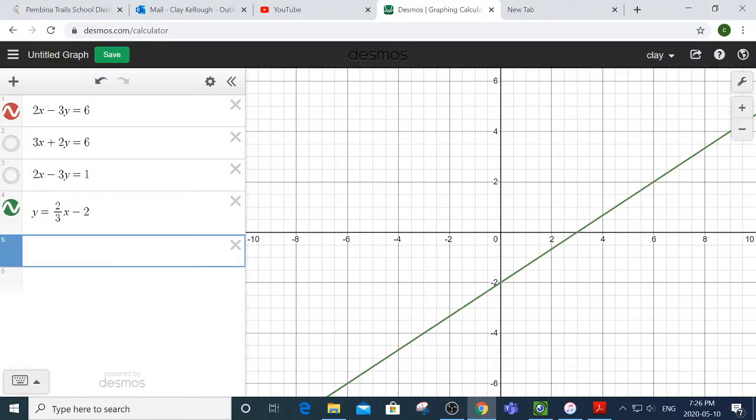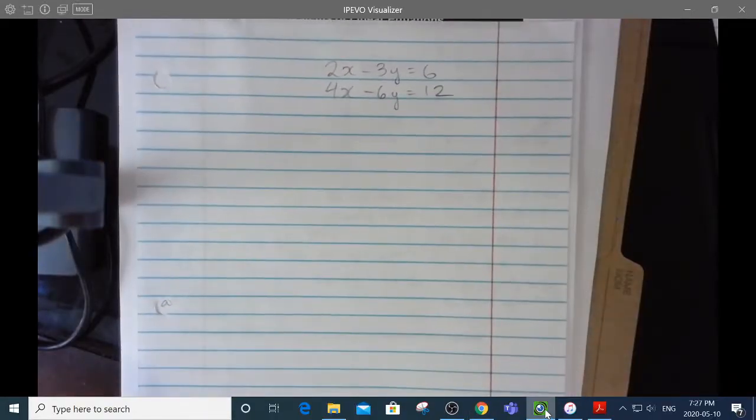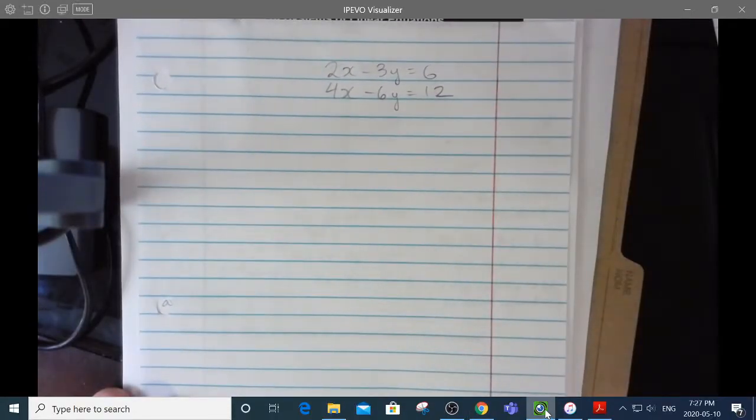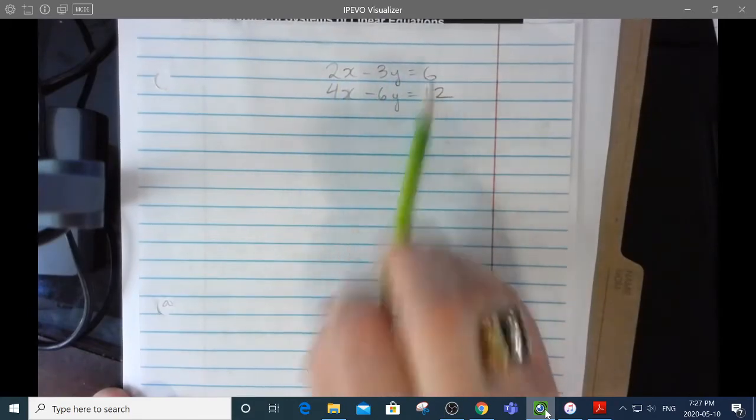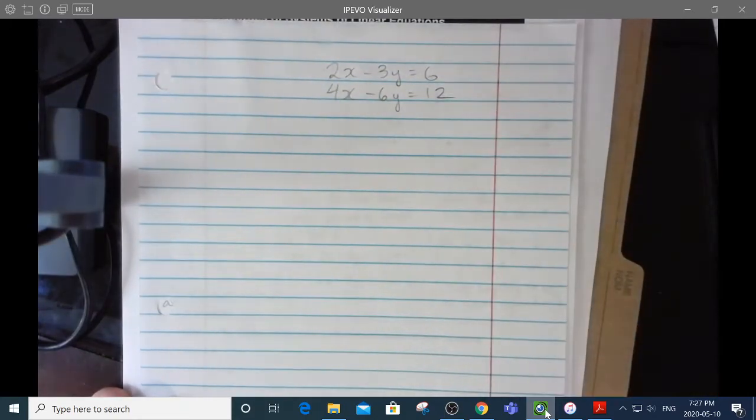So if I've done this right, I should not get a different line when I type in 4x minus 6y equals 12. There it is. It's black, it's green, it's red. It's the same line. How come? Can you see why these two lines are the same? All right, do you see it? It's because if I divided each part of this equation by 2, or I times each part of this equation by 2, they would in fact be exactly the same equation.